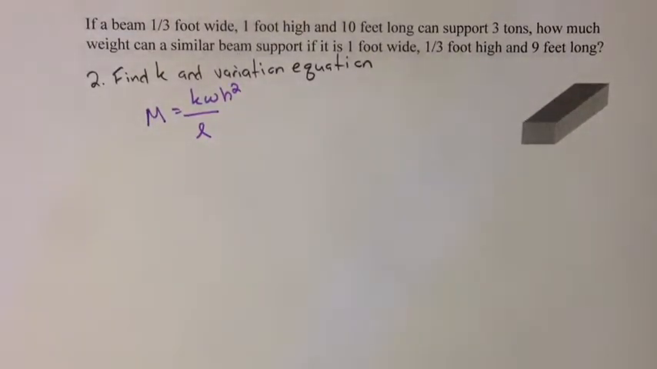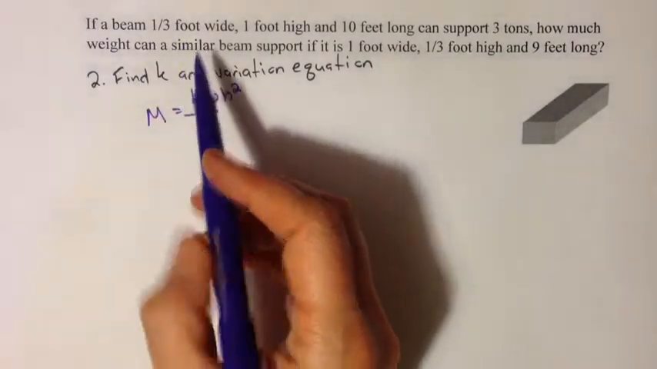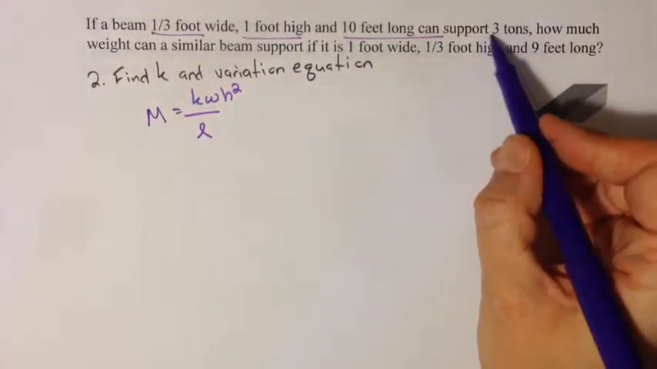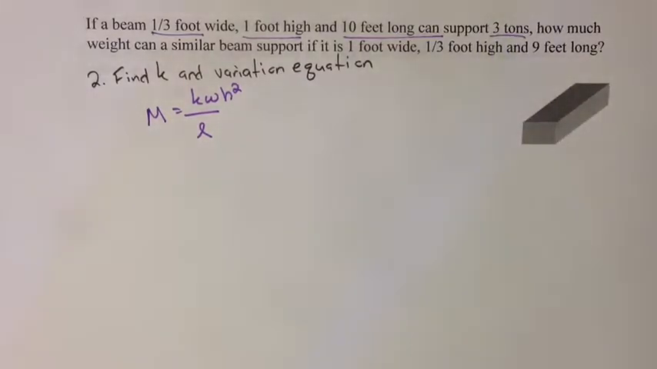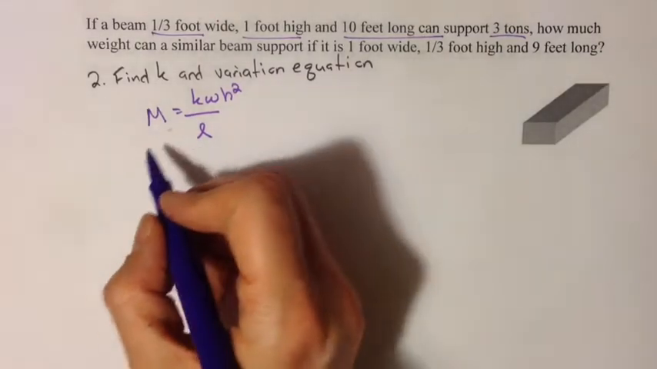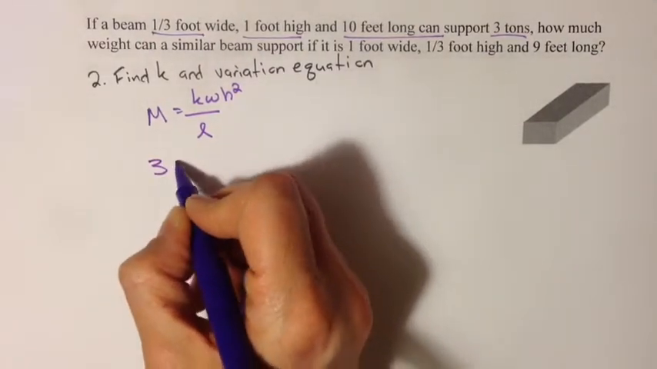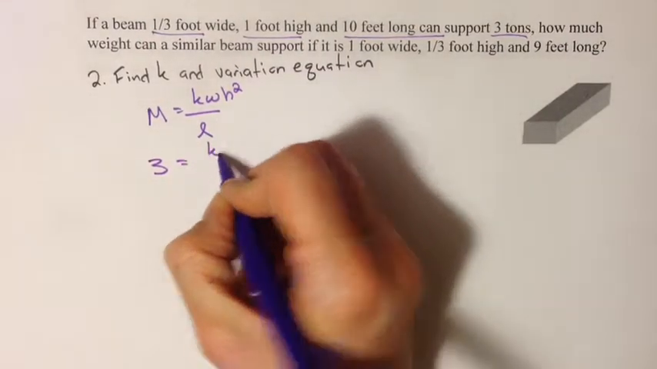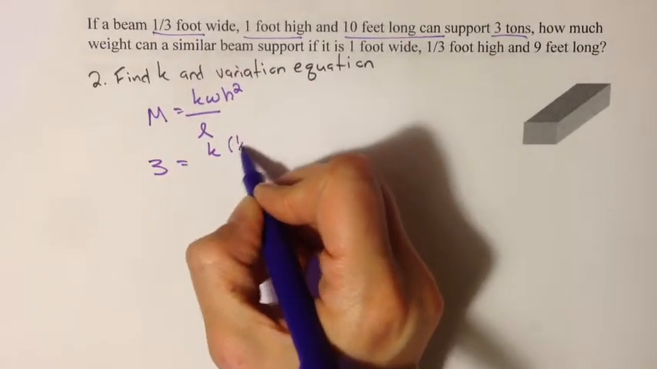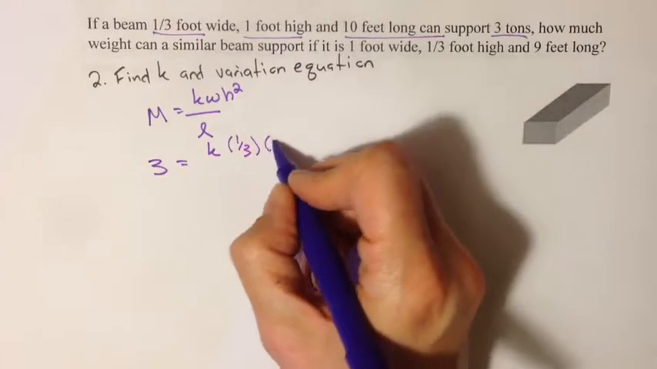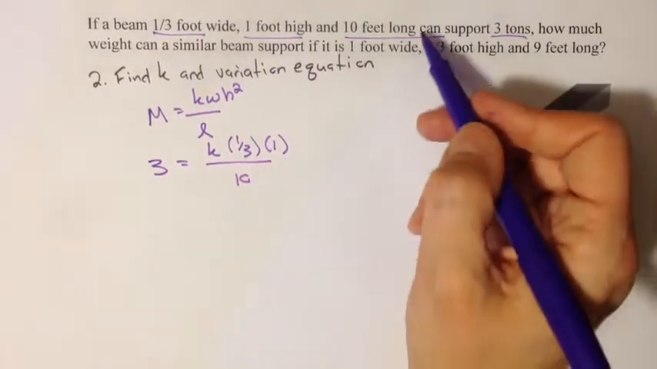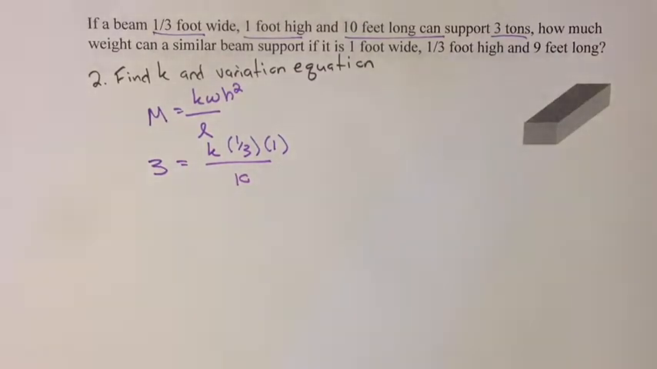Now they're telling us that a beam that's 1/3 foot wide, 1 foot high, and 10 feet long can support 3 tons. We can use that information to figure out what k is. The 3 tons is the maximum load, so 3 goes in for the m. K is our constant of variation that we're trying to find. The width is 1/3 foot. The height is 1 foot. And the length is 10 feet. So we plug all that information in here, and then we're going to solve for k.